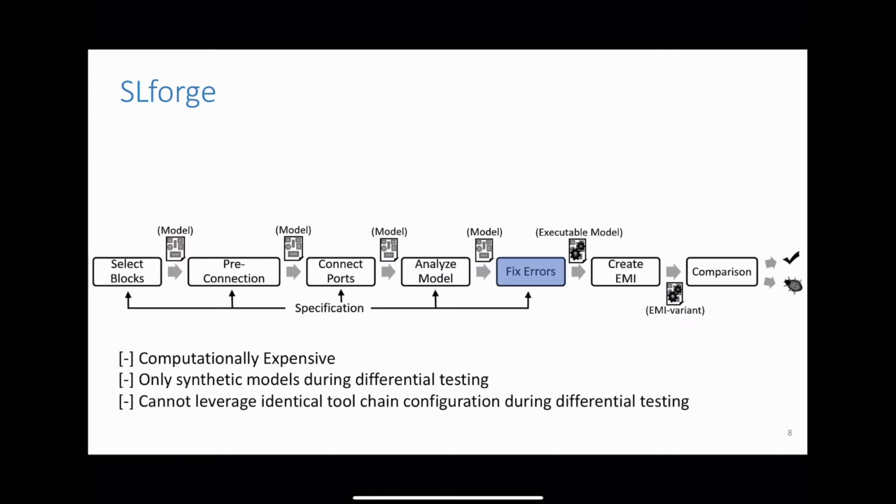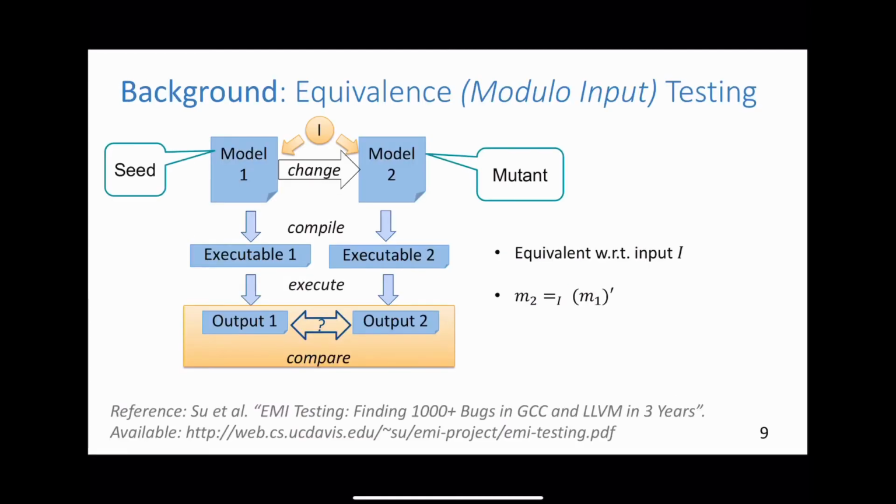Now, the previous approach to differential testing was SLforge, which basically generates random but valid Simulink models so that you can use them for differential testing to find bugs in Simulink. The downside is that it's computationally expensive to create Simulink models in this way, and we can only use synthetic models during differential testing. So in this work, we are rather exploring a recent twist on differential testing, which is known as equivalence modulo input.